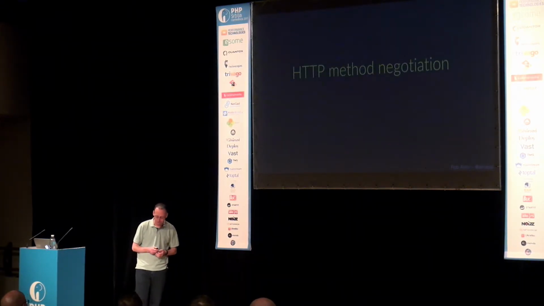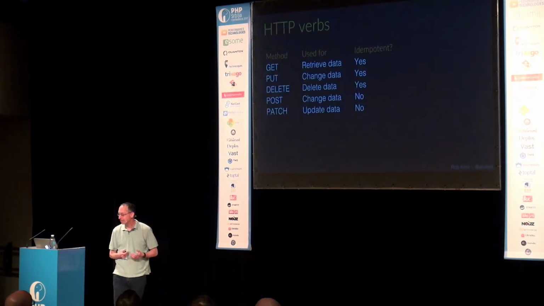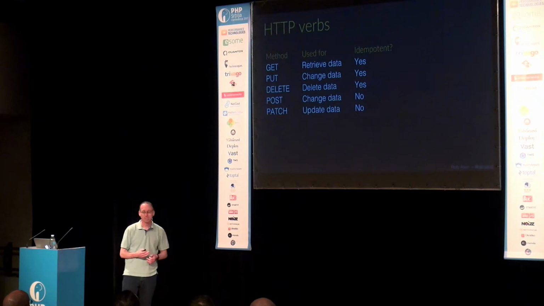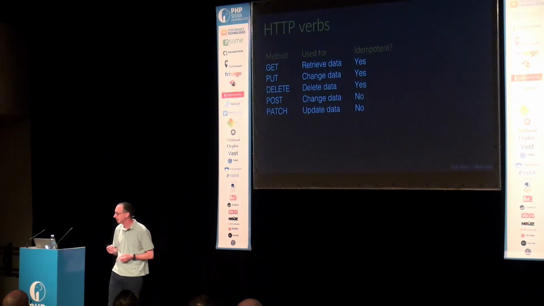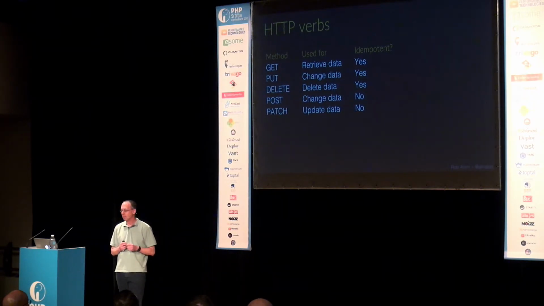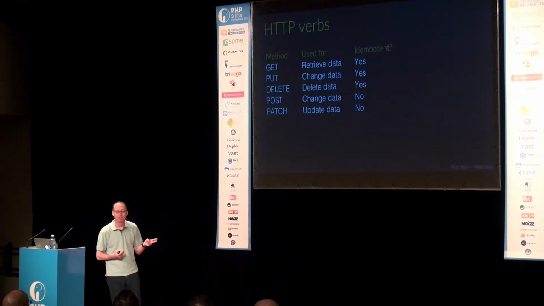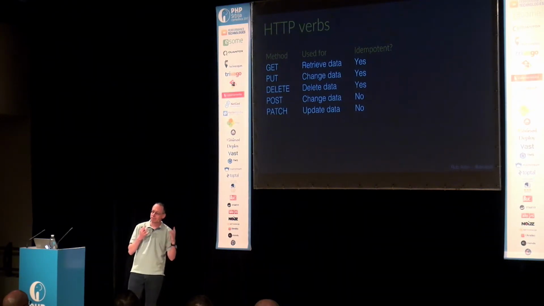So we'll start with method negotiation. This is all about verbs, these verbs in particular. There are 5 verbs that we care about. Get, put, delete, post and patch. So if you're using a web browser, you only get 2 verbs. You only get and post. But we're writing APIs, we're expecting our clients to be able to write up to all 5 verbs because we can do far more powerful things as a result.